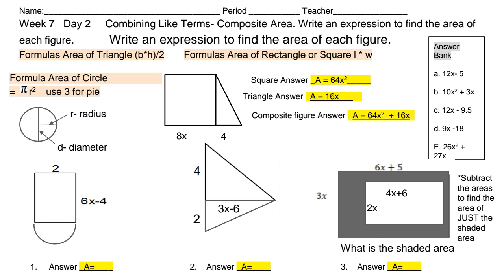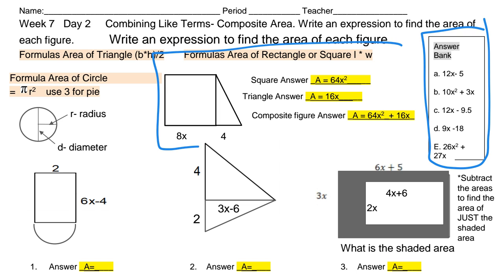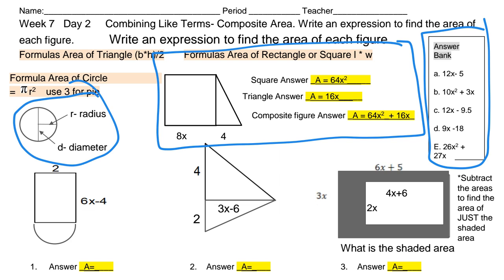Notice that on this assignment, you do have an answer bank to double check your work. It does have this part right here, which is an example problem, which is the problem that I will be working out on the next slide. It also talks about radius and diameter for that half circle, so make sure that you're paying attention to that.